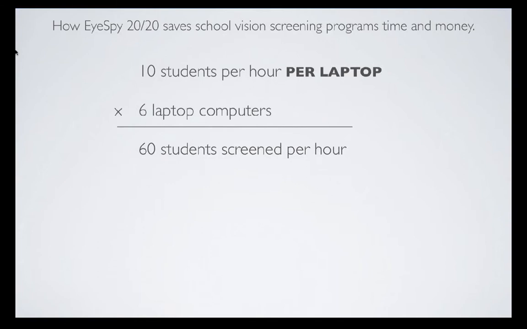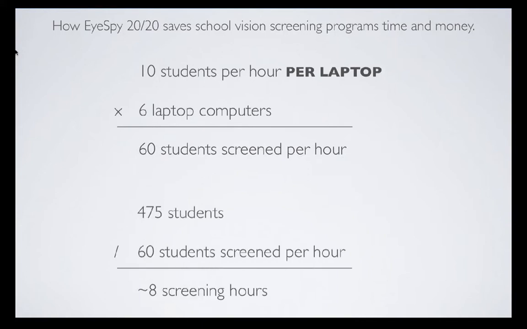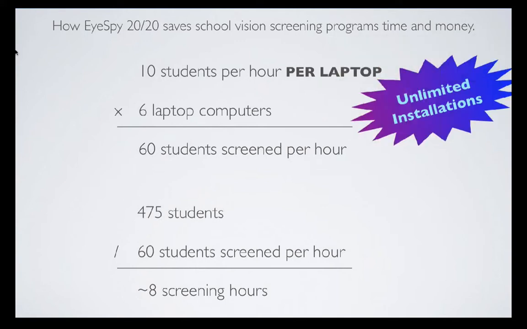So if you had 6 laptop computers, in this example, you could screen 60 students an hour, and your average size school of 475 children could be screened in 8 screening hours. So you could screen your entire school in one day. But there's no limit on the number of laptops on which a school can install EyeSpy 2020.